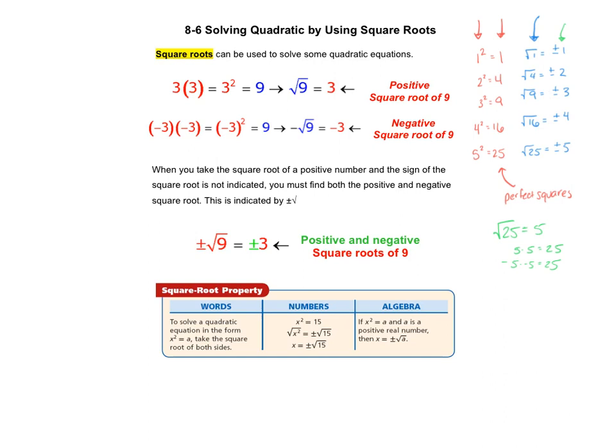So the example that's provided in the lesson is the same idea. If you have 3 times 3, it's 3 squared. 3 squared is 9. The square root of 9 is 3. But the same thing with negative 3. If you have negative 3 times negative 3, well, that can be written as negative 3 squared. That equals 9. If you take the square root of 9, you could have had negative 3 to begin with. So therefore we write plus or minus 3.